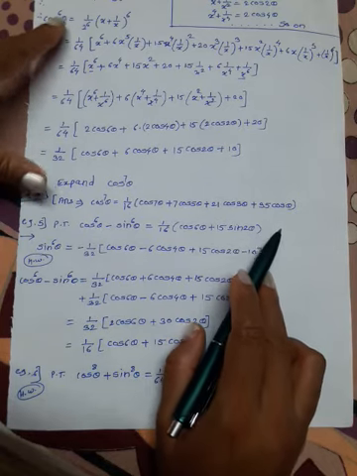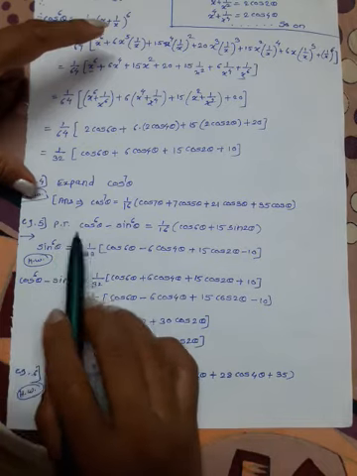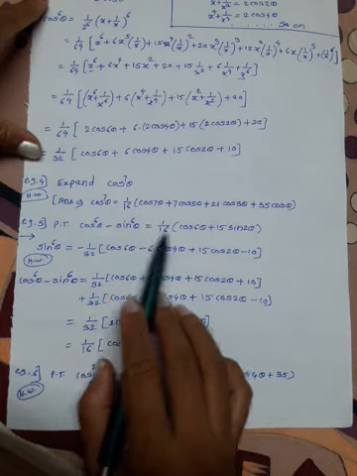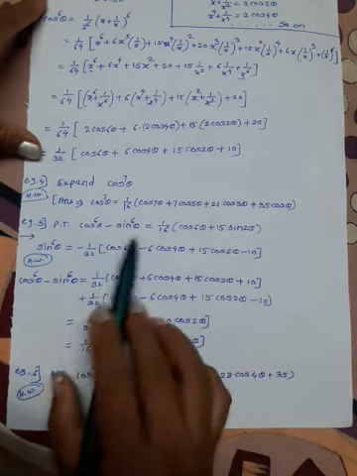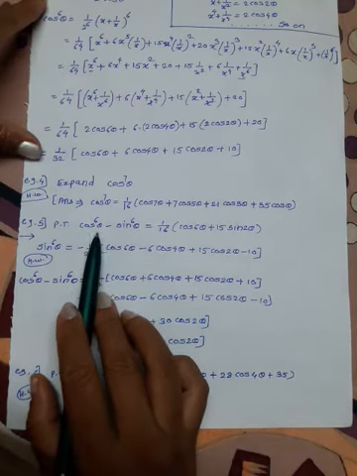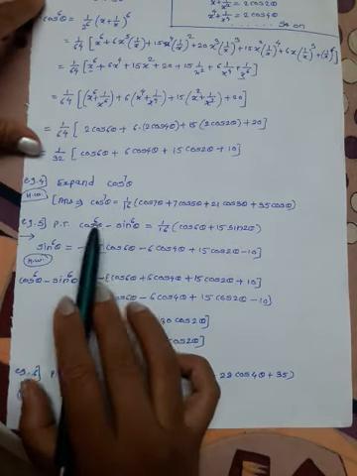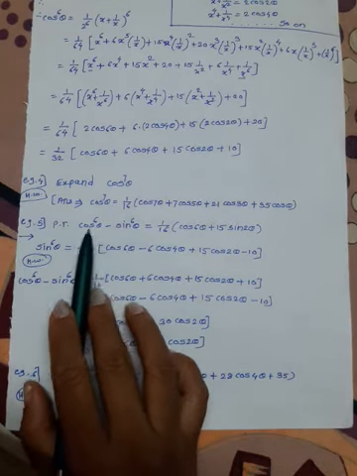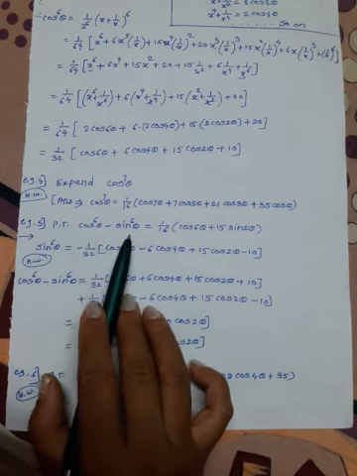Now let us see next. Prove that cos raised to 6 theta minus sine raised to 6 theta is equal to 1 upon 16 cos 6 theta plus 15 cos 2 theta. In this question, there is a subtraction of two trigonometric terms with the same power. Now in this example, we have to find out cos raised to 6 theta and sine raised to 6 theta, and just take the subtraction of these two terms.